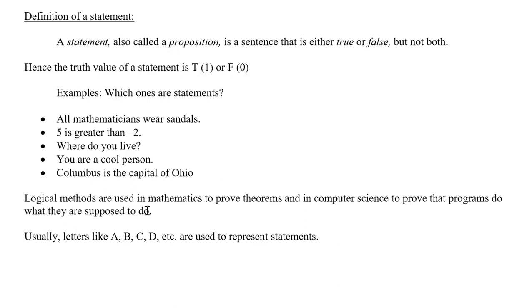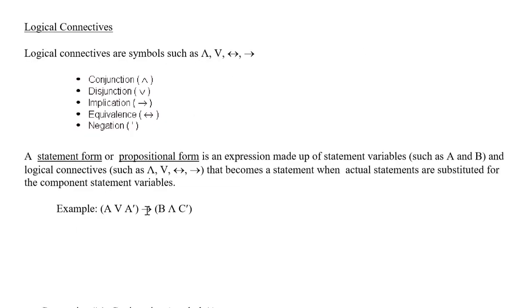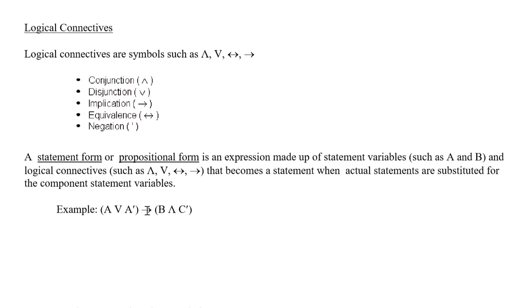Logical methods are used in mathematics to prove theorems and in computer science to prove that the program does what it's supposed to do. So usually letters such as A, B, C, D are used to represent statements. Next we'll be talking about logical connectives. So what are they? So we have the conjunction, which is and, the symbol is like an upside down V.